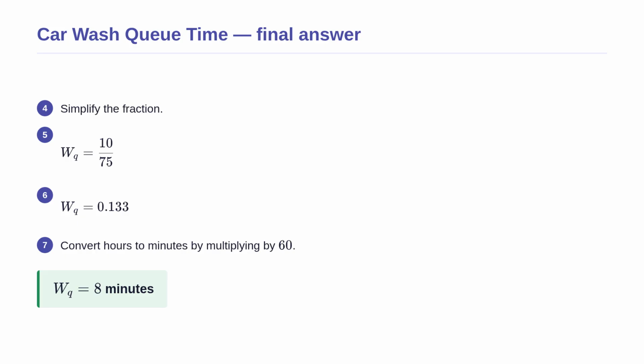Let us finish our final calculation. 10 divided by 75 simplifies to about 0.133 hours. To make this useful, we multiply by 60 minutes. Doing this shows that 0.133 hours is exactly 8 minutes. So a customer spends 8 minutes waiting in line. Notice that if we add the 4 minutes it takes to actually get the coffee made, it perfectly matches our earlier calculation of 12 minutes total in the system. The math is perfectly consistent.